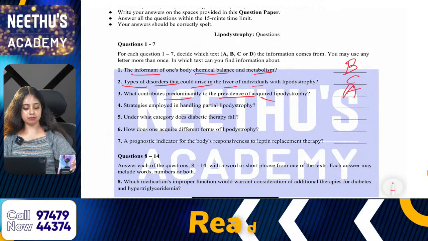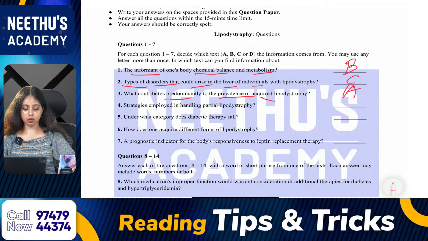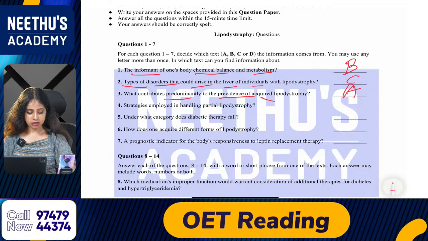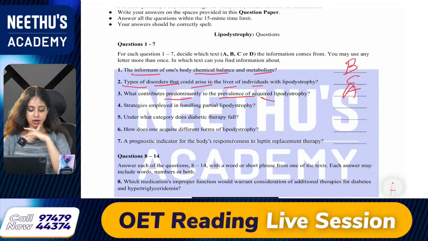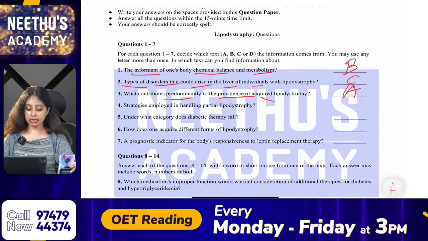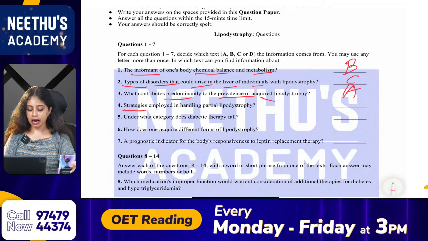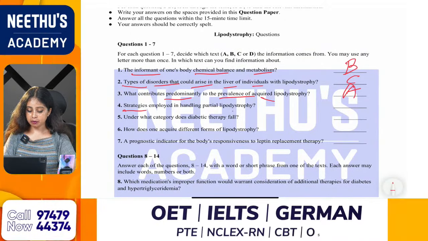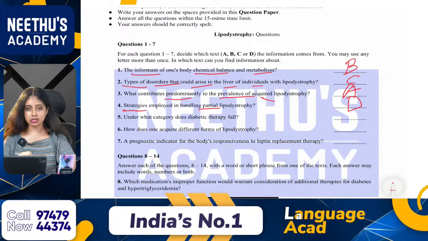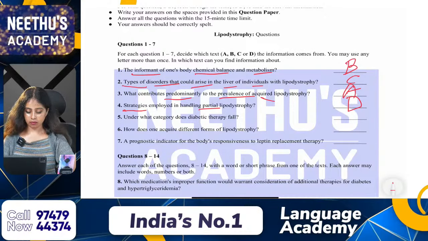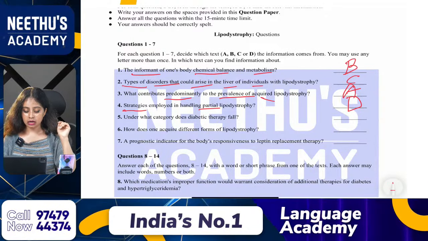About the fourth question, are you there? What about question number 4? Yes, Chinju, tell me. What is the answer to the question number 4? Strategies employed in handling partial lipodystrophy. Yes. Question number 4. Where is it mentioned? It is in text D. So that answer is from text D.